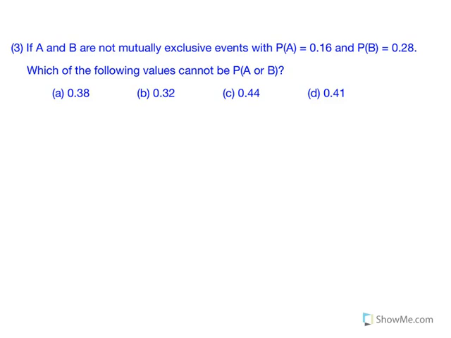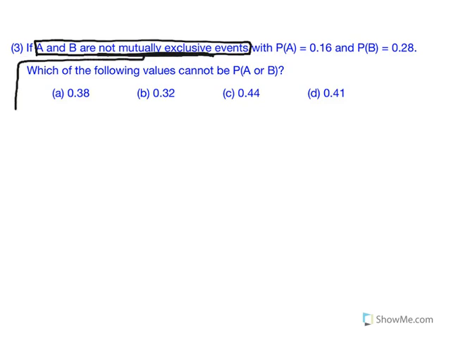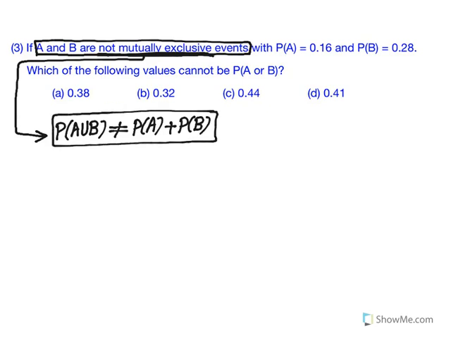The next question is very interesting. It's telling you that from the beginning you know that A and B are not mutually exclusive events. And before we continue, let us remember, not mutually exclusive, what does it mean? It means that the probability of A or B is not the same as the probability of A plus the probability of B, like this. This cannot be the rule.